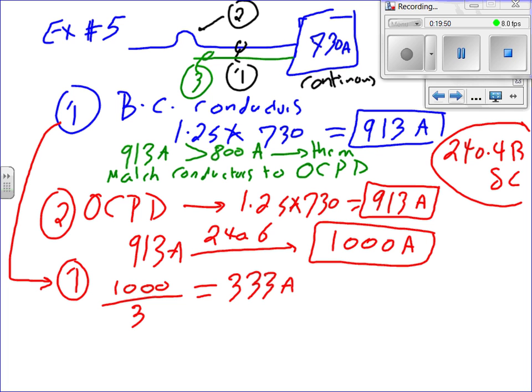Okay, then you take this to size conductors, to 310.16. Under which column? 75. And why? Because we're more than 100 amps, so 75, no question here. What would that give you? How much? 400. 400, okay.